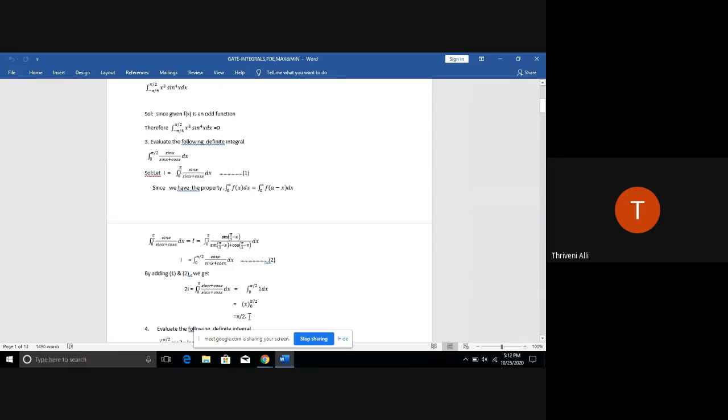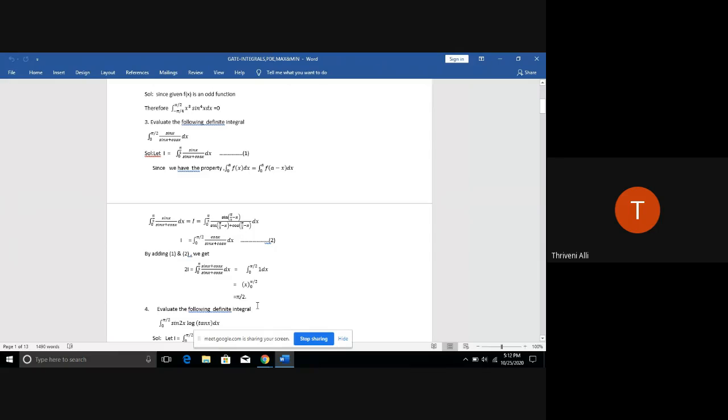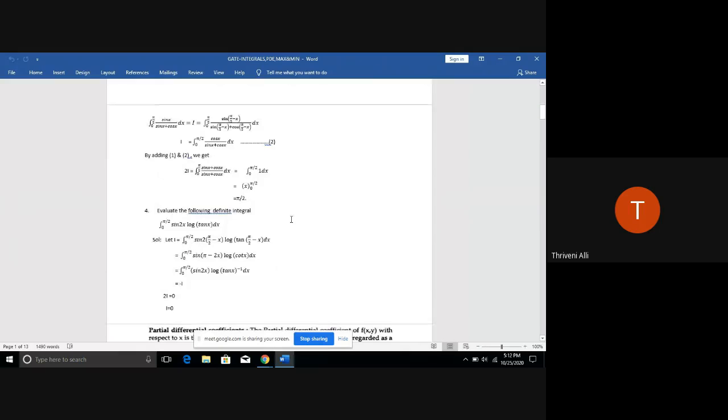Next, like that, we have to evaluate different types of integrals. Next, the integral from 0 to pi by 2 of sine 2x log of tan x dx. This is also of the same model.